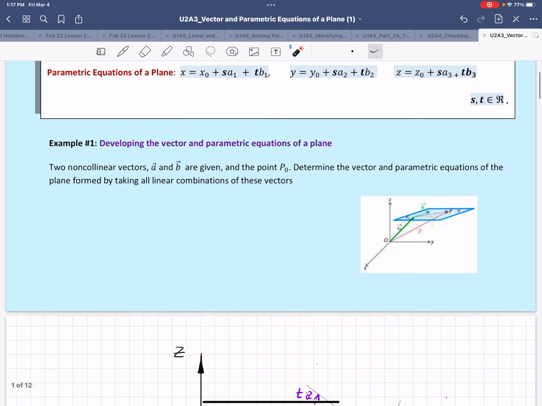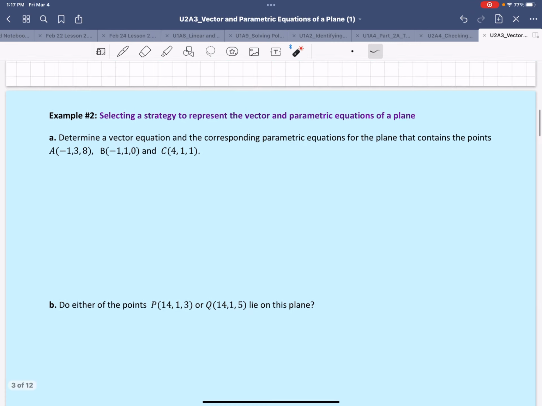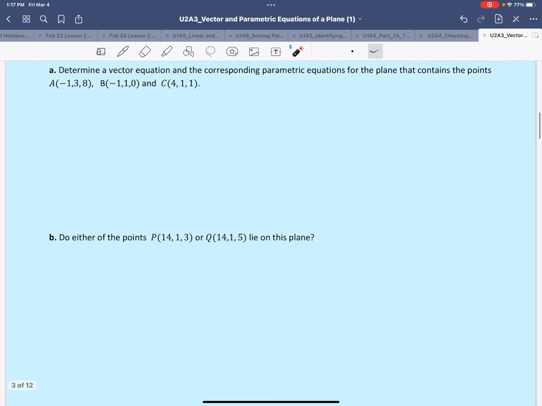So now let's take a look at some examples where we have to create the vector equation of a plane. In this question, we have to find vector and parametric equations of a plane if we know that the plane will contain the points as indicated, 3 points, A, B, and C. Remember that 3 points will make a plane, because if you connect 3 points, we form a triangle, and a triangle is a 2D shape, which means that it would lie flat on a plane.